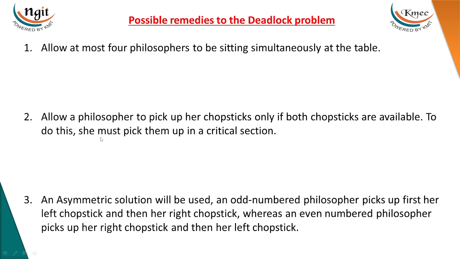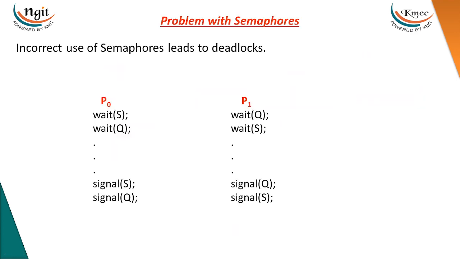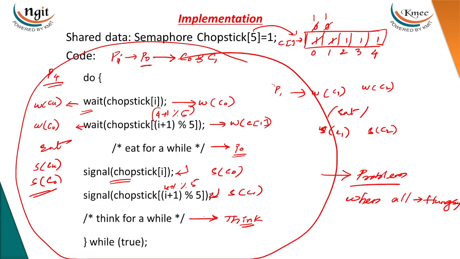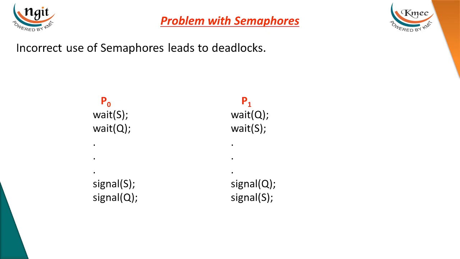Otherwise, we could provide one more chopstick. Maybe we can avoid the deadlock that way, but that is not a better option. There is also an asymmetric solution, where odd-numbered philosophers pick up their left chopstick and then the right, whereas even-numbered philosophers pick up their right chopstick and then the left. We can avoid the deadlock problem that way. But anyway, this semaphore solution does not provide a proper solution to the dining philosopher problem, so we need to go for one more, that is monitors.